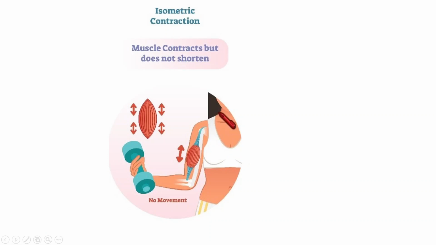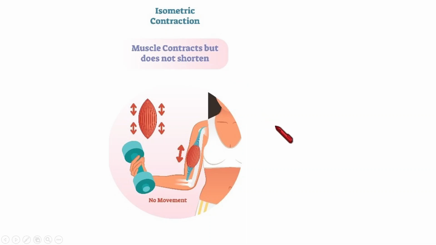I will show you one more image. In this image, we can see that this girl is carrying a weight and in her muscle, tension is developing, but it is not shortening during that contraction. Also, in this type of contraction, there is no movement. So, the muscle is not shortening as well as no movement is happening. In all instances, we can't say there is no movement. Anyway, the important point is the muscle will not shorten during isometric contraction.